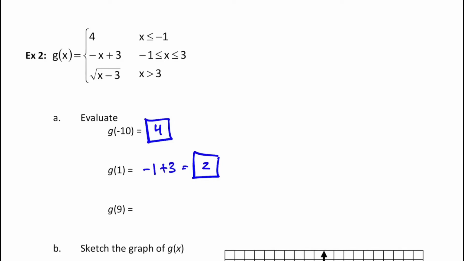And the last one, g of 9. It's not less than or equal to -1. It's not between -1 and 3. It's this one right here. It's greater than 3. So what I'm going to do is I'm going to plug a 9 into that piece. So that gives me square root of 9 minus 3, which is square root 6, and we're just going to leave that. We'll assume this is calc inactive, and there's nothing to simplify in that radical.